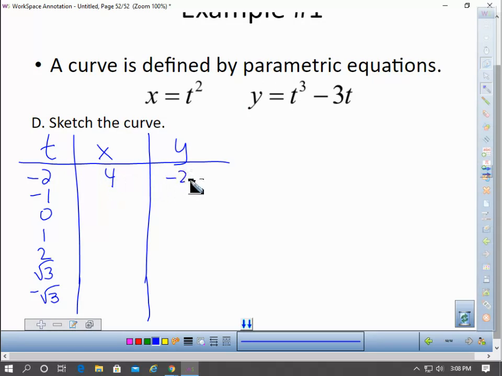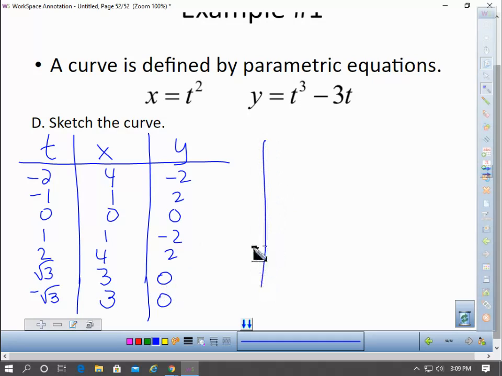These are 4 and -2, 1 and 2, 0, 0, 1, -2, 4, 2, and 3, 0, because that's what the previous problem was, I believe, in part A. Yeah, in A, we had the point 3, 0. Now if I sketch this, you're just sketching these points on here. So I've got 1, 2, 3, 4.